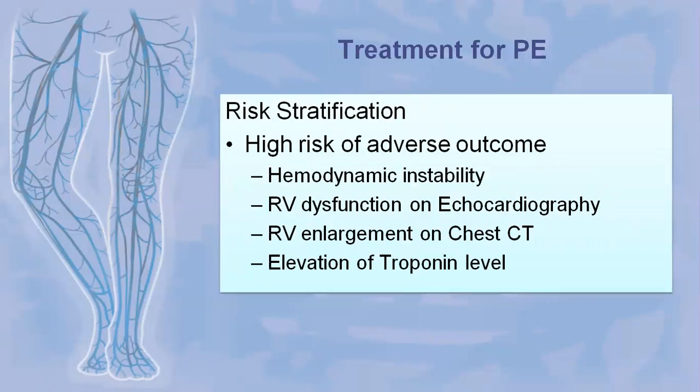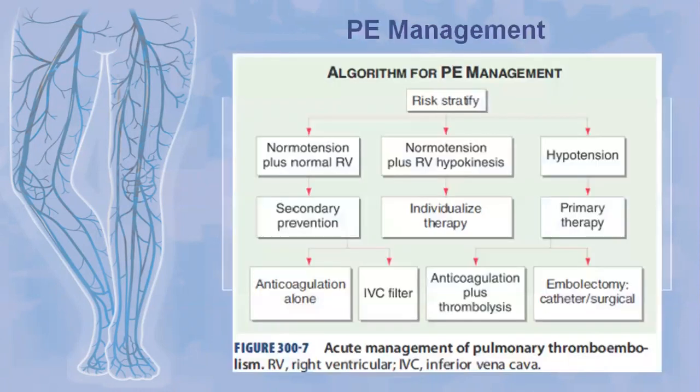Risk stratification for pulmonary embolism. High risk of adverse outcome are those who have hemodynamic instability, so if there's an episode of hypotension, tachypnea, tachycardia. RV dysfunction on echocardiography, RV enlargement on chest CT scan, and elevated troponin levels. So these are high risk of adverse outcome.